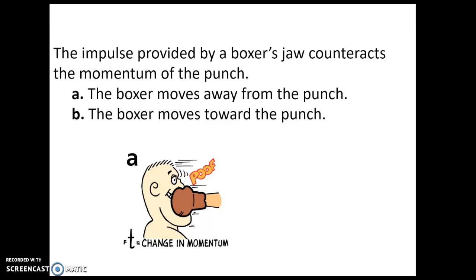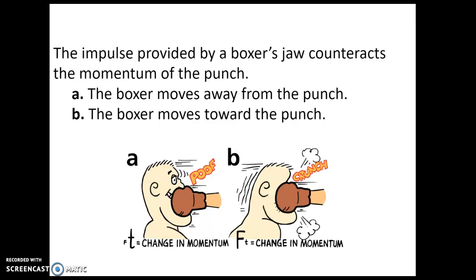Another example here is impulse on a boxer's jaw. The punch is coming in with a momentum, because it has a mass and a velocity. But the way you can change the impact time is by either moving away or moving toward. If we move away, we're going to feel less force on our face, which is always good. But when we move toward the punch, the impact time is going to be really, really short, so we are going to feel the full effects of that force.